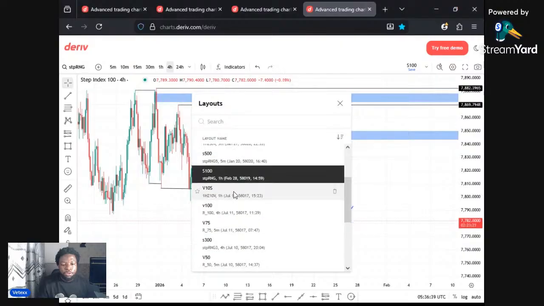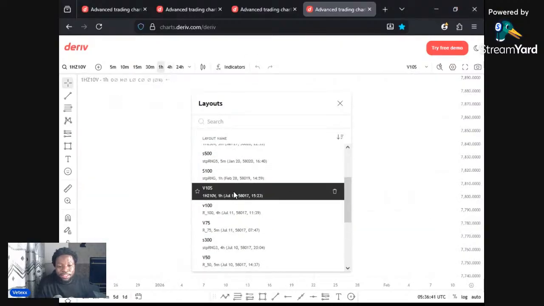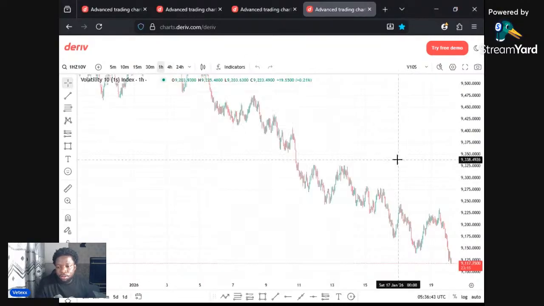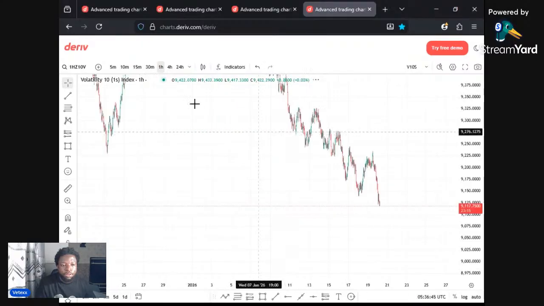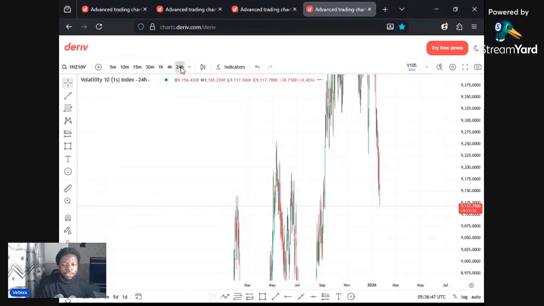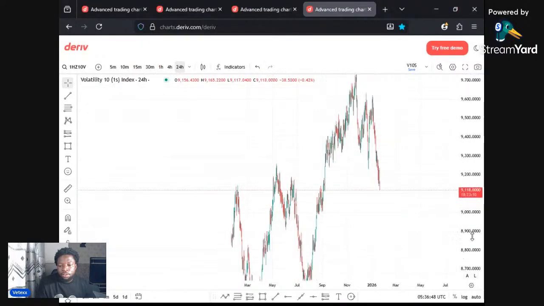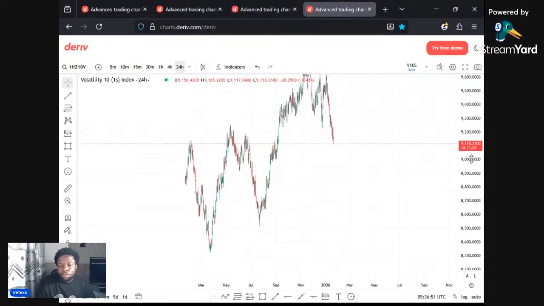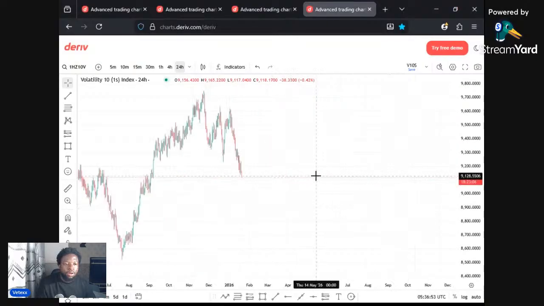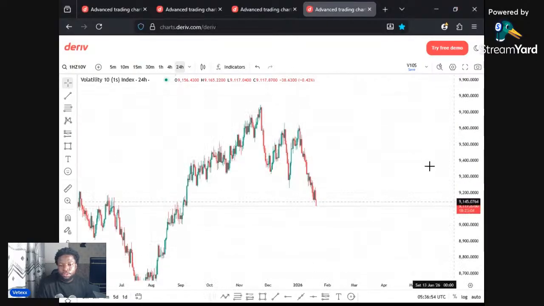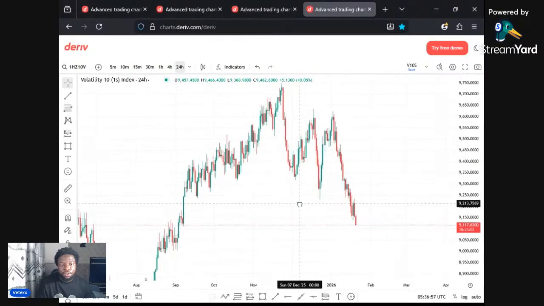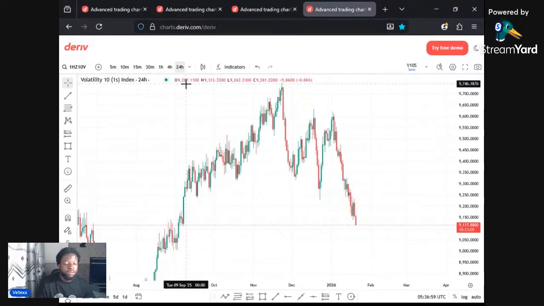Moving on, we go to V10S, volatility 10S. Okay. So this is what you anticipate on the weekly time frame: volatility 10S is bearish, and on the daily time frame, same thing. On the weekly time frame, volatility 10S is bullish, but on the daily time frame, it's giving a little bit of retracement. But let's see what is going to happen.